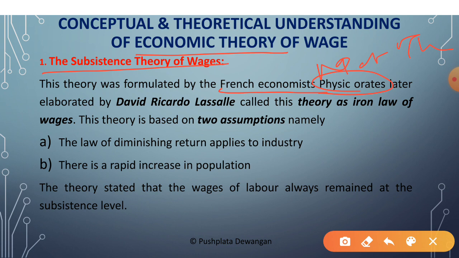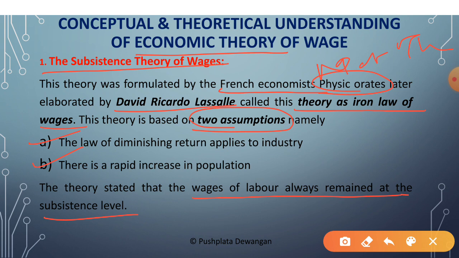Later this theory was elaborated by David Ricardo and Lassalle, who called this theory the iron law of wages. This theory is based on two assumptions. The first one is that the law of diminishing returns applies to industry, and the second is that there is a rapid increase in population. The theory states that the wage of a laborer always remains at the subsistence level.